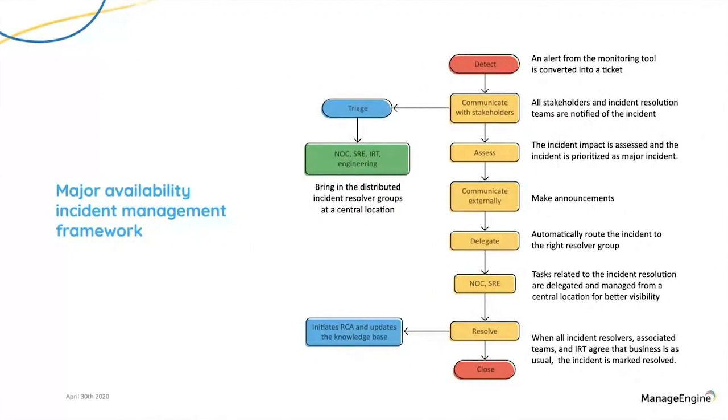Now, when the communication is happening, the next step is to assess, where you need to understand the impact of the issue. You need to prioritize and classify. So right from the time the ticket is created, you have a pattern where you are first keeping your stakeholders informed, then you're assessing the ticket. You're making your communication to the external world just to make sure the other teams and the users are aware that Zilker is aware of an outage.